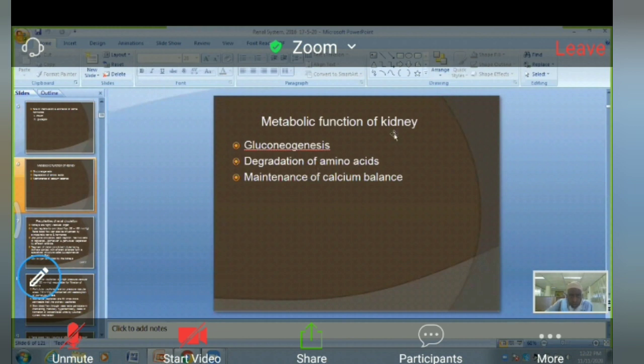Next, the metabolic function. We know gluconeogenesis takes place mostly in the liver, and some gluconeogenesis takes place in the kidneys. Is it clear? Not only this, some amino acids are also degraded in the kidneys, and another important metabolic function is maintenance of the calcium balance. So these are the metabolic functions that are maintained by the kidney. Okay. Next.